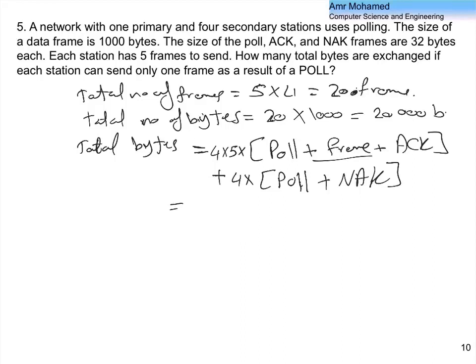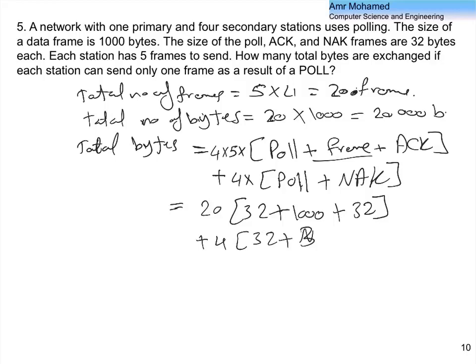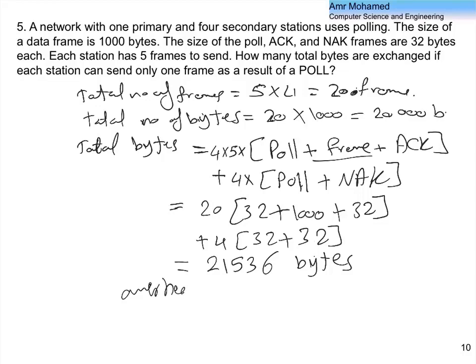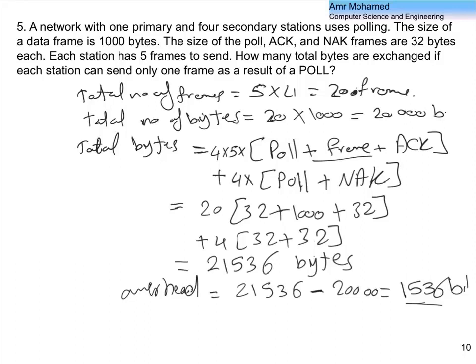So this means that the total number of bytes equals 20 times 32 plus 1000 bytes plus 32, plus 4 times 32 plus 32, which is for the negative acknowledgement. So this is equal to 21,536 bytes. So the total overhead equals this total number of bytes minus the 20,000 bytes, or in other words it's 1536 bytes of overhead. We can divide that by the 20,000 to get this overhead in terms of percentage.